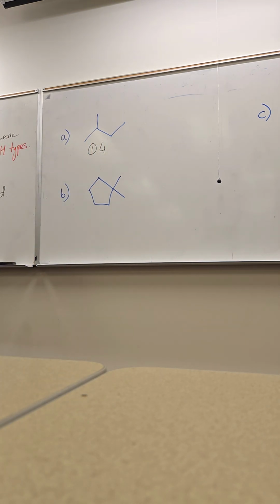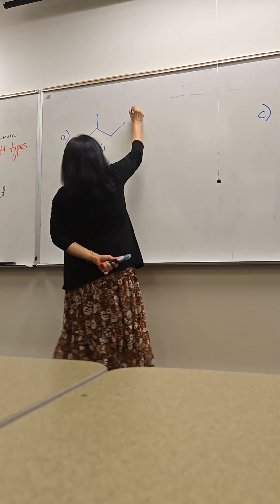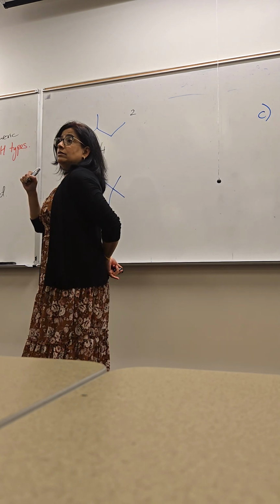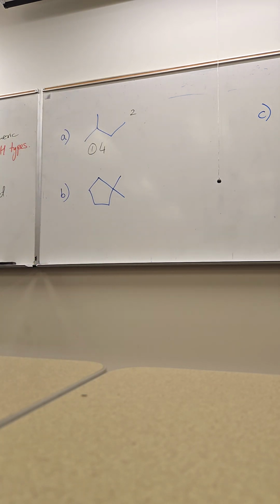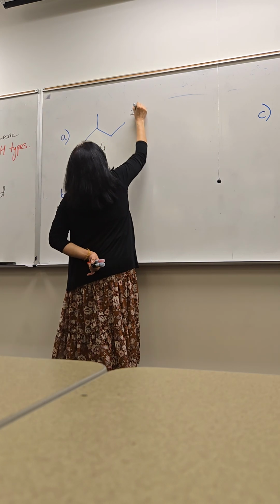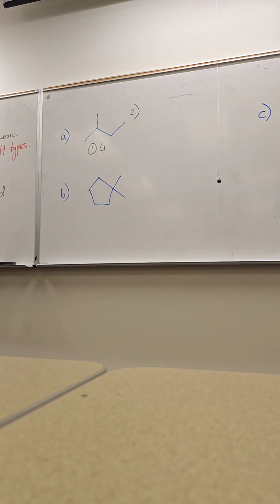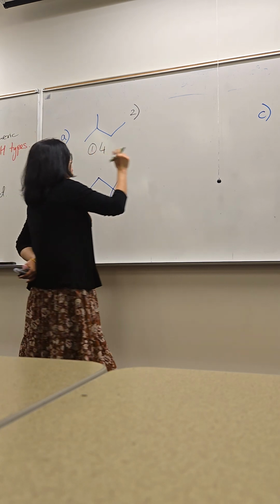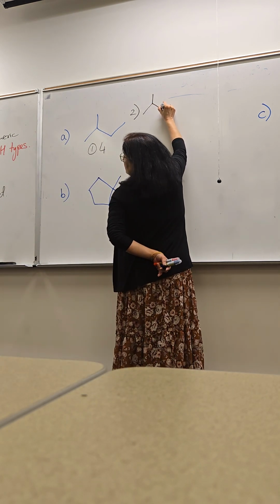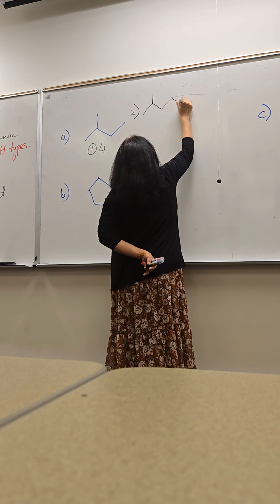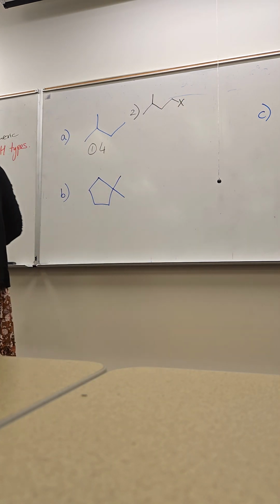Everybody okay? Let's draw those 4 products that you can. No polys, that's why I said no polys. Otherwise it's a can of worms, basically. Okay, let's draw out the 4 monohalogenated products. So if the halogen, whatever the halogen is, chlorine or bromine, went here, that's 1, right?